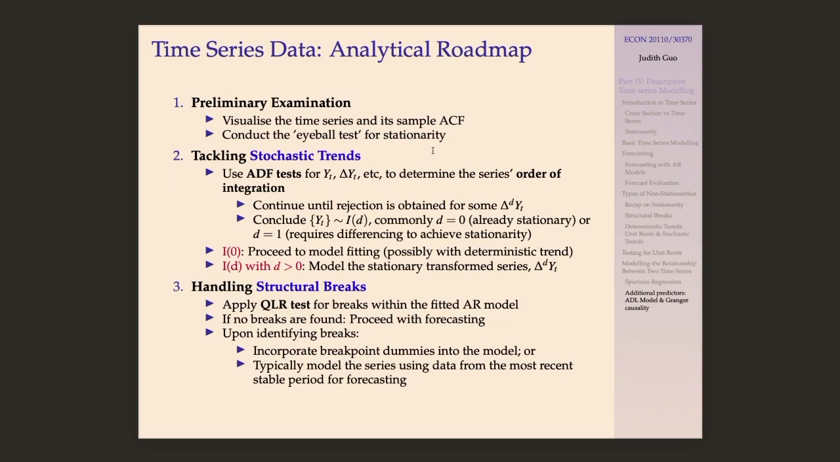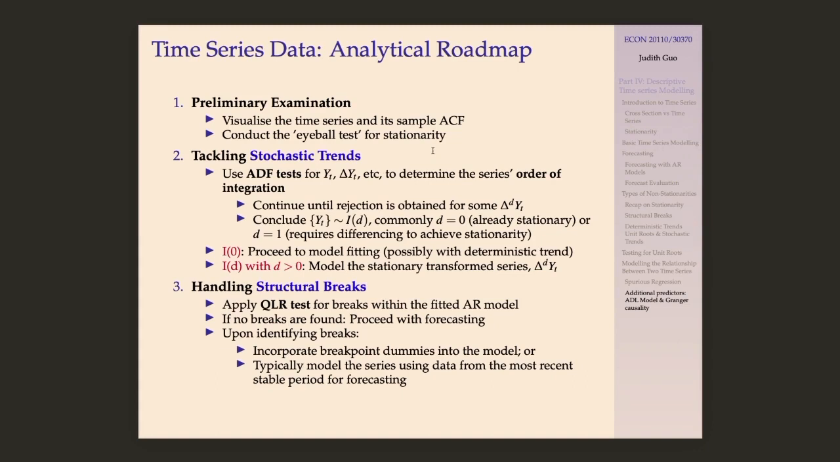And it could be that apart from having stochastic trends, there are also structural breaks in the underlying time series, which is also a type of non-stationarity, okay? And typically, it's very hard to identify where exactly those structural breaks happen. So instead of using the Chow test, typically we use the QLR test for the breaks within the fitted AR models, okay? So if no breaks are found, then you can proceed with forecasting.